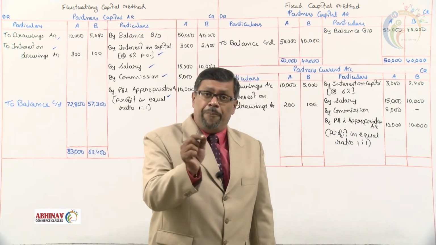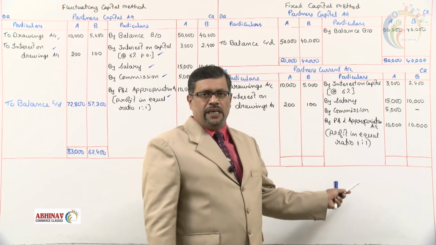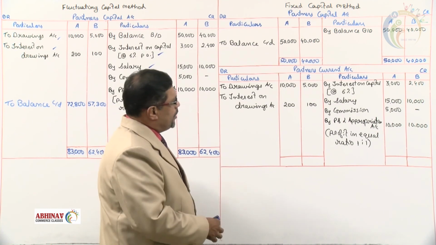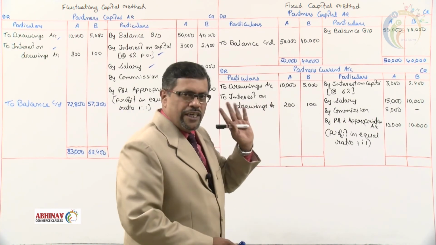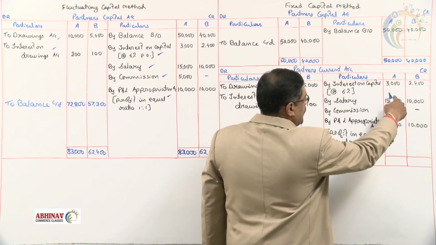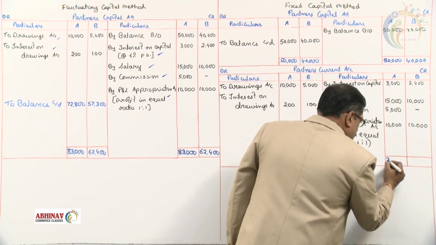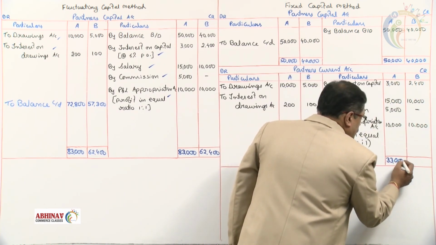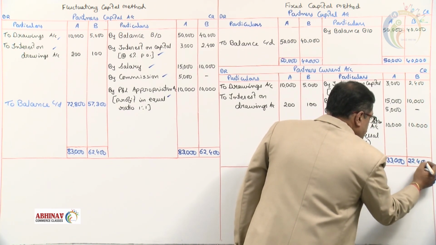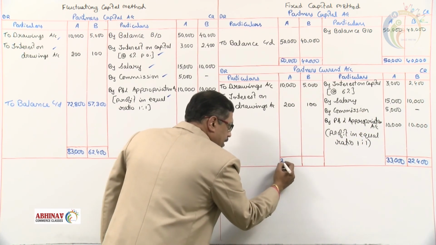To keep the capital fixed, we open one current account. Now let us balance this current account. Check which side total is more. Credit side total is more. Let us total that. This is 10, this is 20, 30, 33,000. This comes to 22,400. Write it on both the sides.